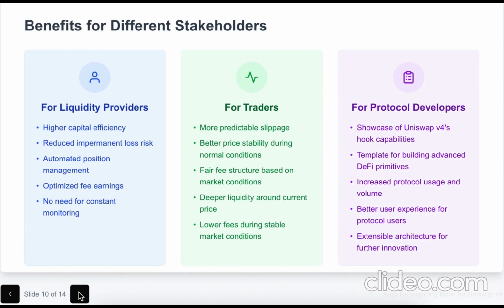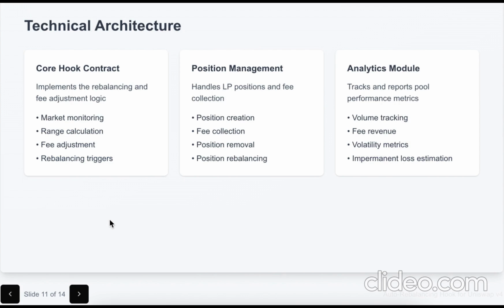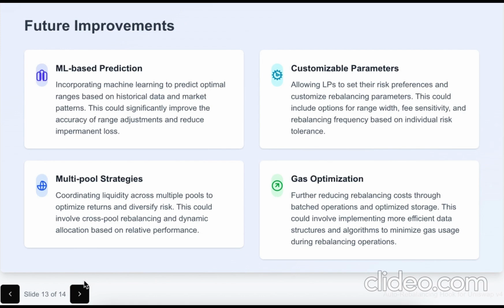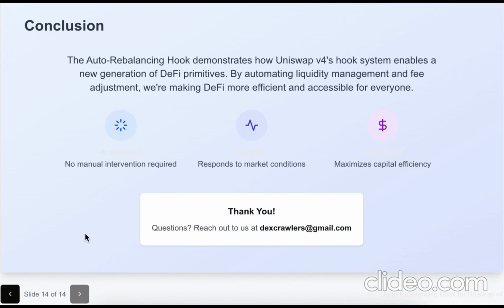The benefits of this hook are enormous since it creates value for multiple stakeholders. For the technical architecture, we have the core hook contract, position management, analytics module, and feature improvements. While the current implementation is fully functional, we see several exciting directions for future development. Before I round up, let's look at the code.